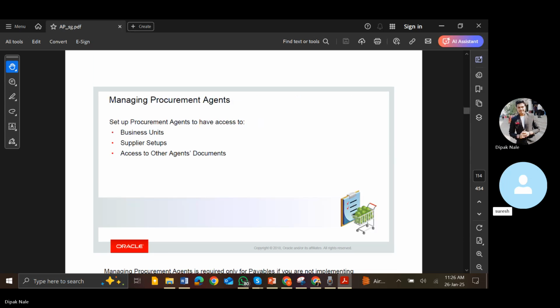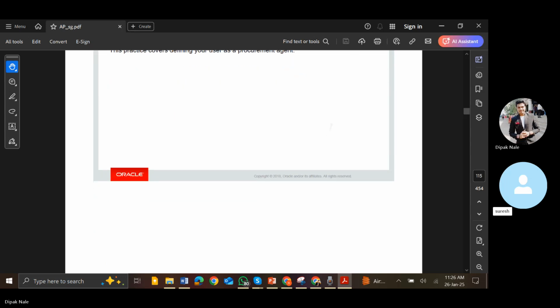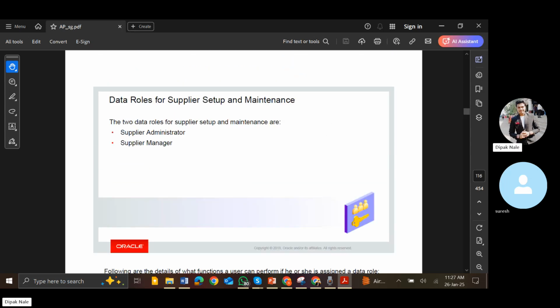Data roles for supplier setup, okay, no maintenance problem. Next.